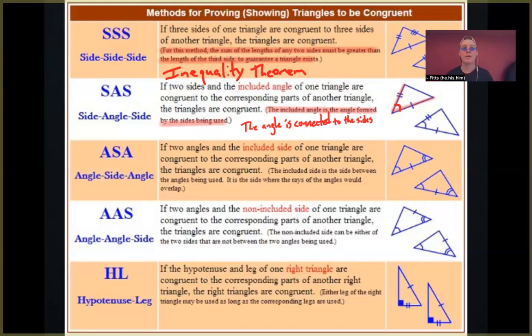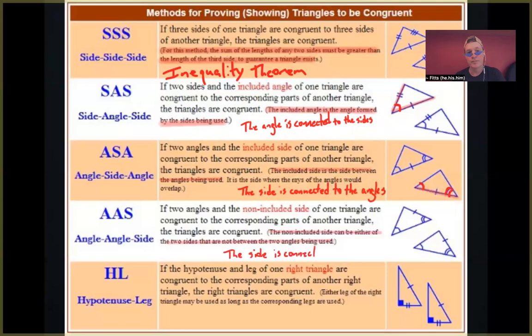Okay. Next one, angle, side, angle. If two angles and the included side of one triangle are congruent to the corresponding parts of another triangle, the triangles are congruent. Oh, and then it also says the included side is the side between the angles being used. That means the angles are connected to the side. So think of it as like a sandwich, right? The angles are the bread, and the side is in between the two angles. So angle, side, angle works.